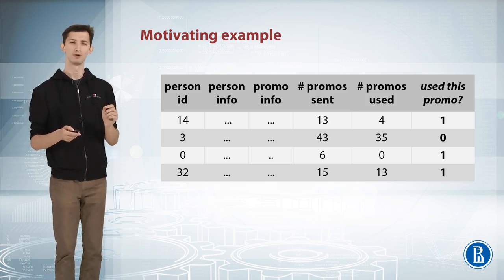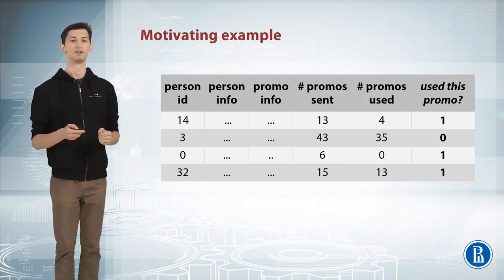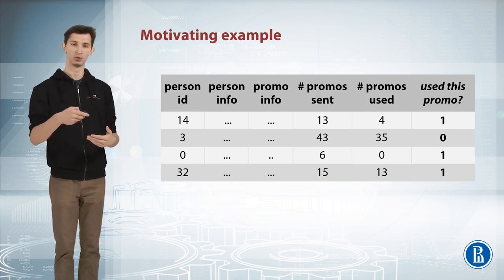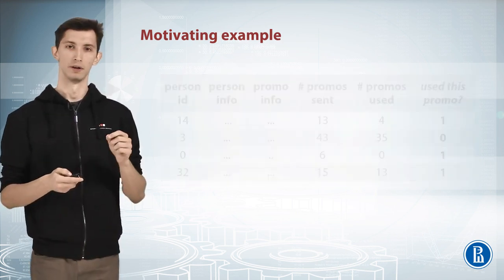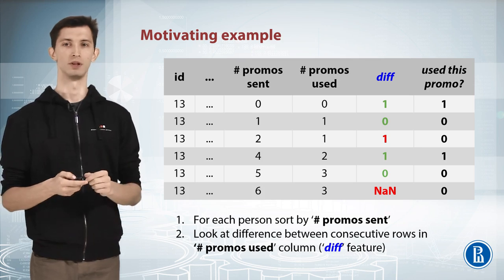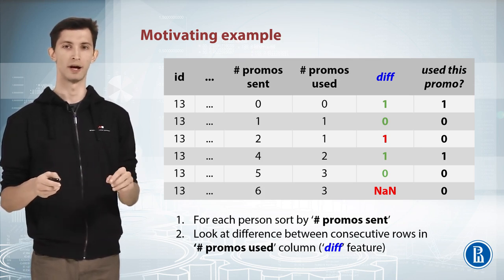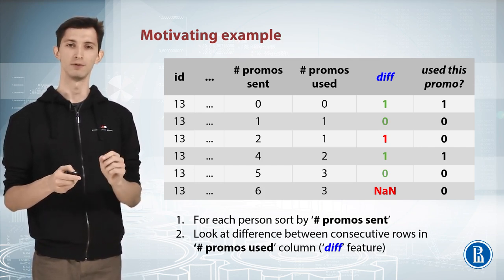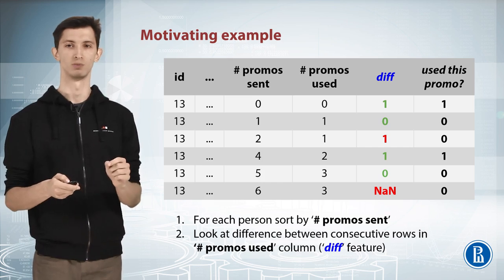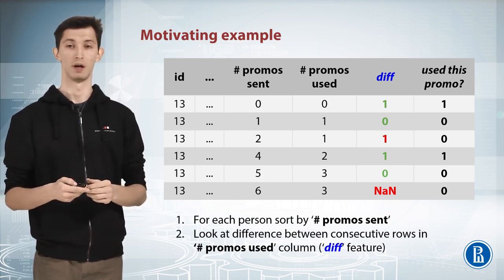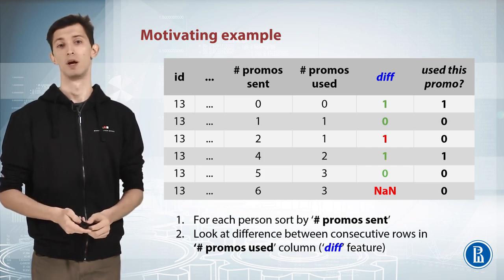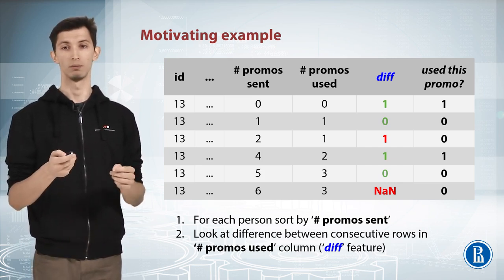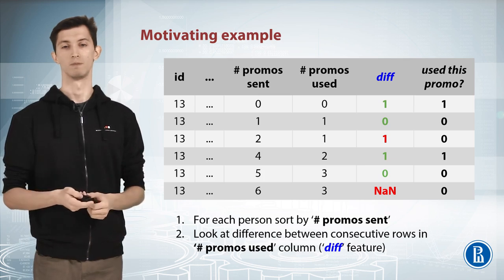But among all the features, there were two especially interesting. The first one is the number of promos sent to the person before. And the second is the number of promos the person had used before. So let's take a particular user, say with index 13, and sort the rows by number of promos sent column. And now let's take a look at the difference in the number of used promos between two consecutive rows. It is written here in the diff column. And look, the values in the diff column in most cases equal the target values.